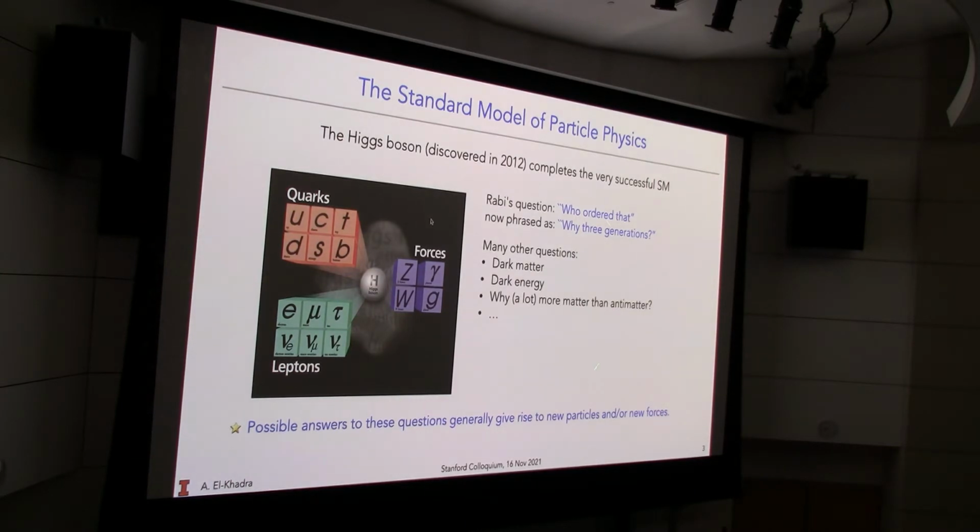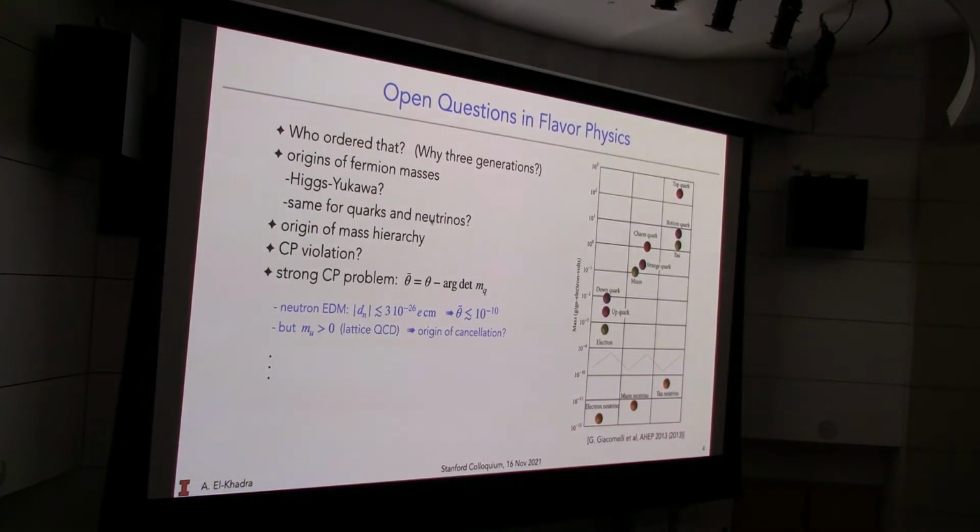And when trying to form answers to these questions, generically, any theory that goes beyond the standard model gives rise then to new particles and to new forces that we might then see in our experiments, and haven't so far. In flavor physics, there's the 3 generations question. There's the origins of the fermion masses. Is it really Higgs-Yukawa? Is it the same for quarks and neutrinos? That seems like a stretch. Are there other sources of CP violation other than in the quark sector? We will find answers to that also very soon.